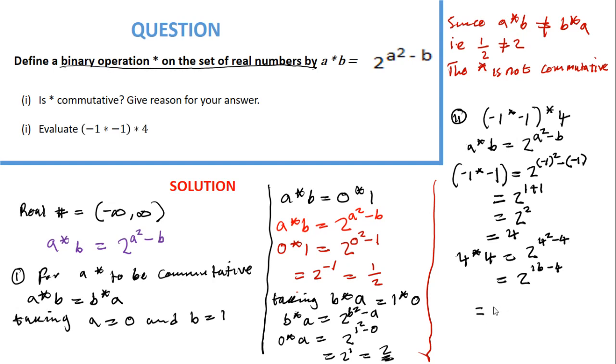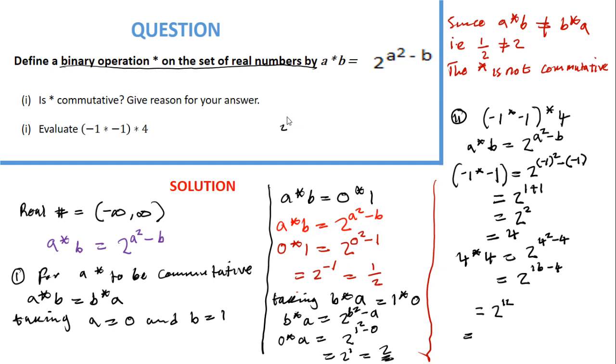So you are going to say 2 to the power 12. Since we don't have a calculator, you have to find a way you can work out 2 to the power of 12.